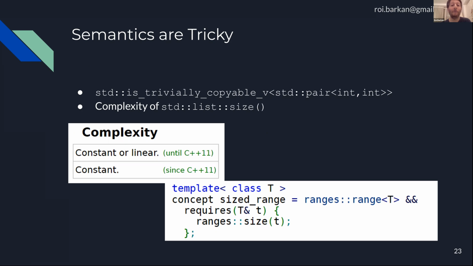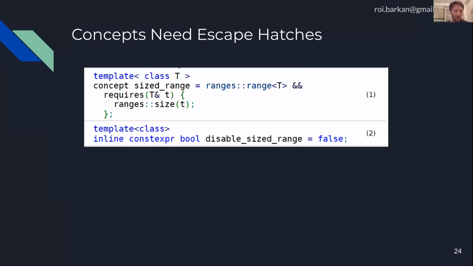Okay, and what should I do if I have a class that looks like a container and it has a size method which is not constant time? What am I to do? My semantics are inconsistent with the syntax. Do I have to just ban ranges altogether? Well, the answer is that the standard saw it, understood that it's a problem. So here's the hack that they came up with.